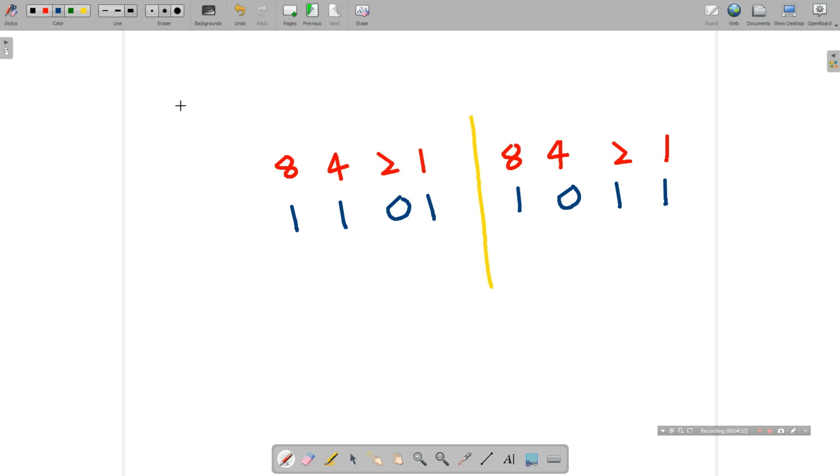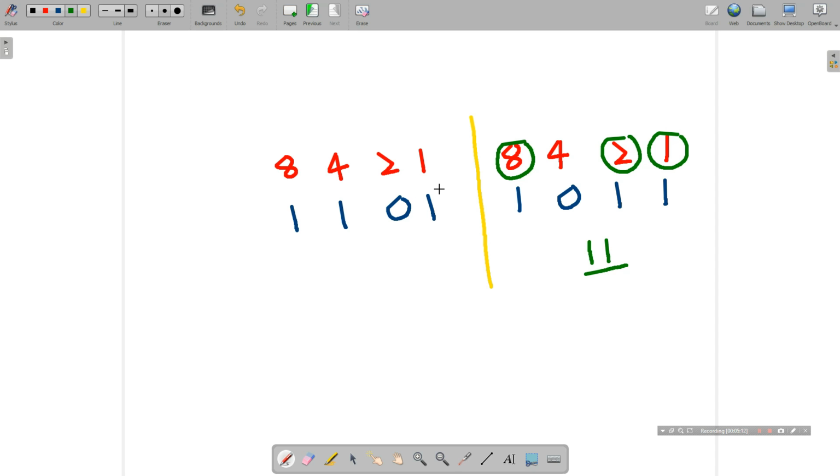There we go. Now if we were to take this example and add them up, we've got an 8 plus a 2 plus a 1. And that would make 11. But the problem is we're only allowed one digit here.